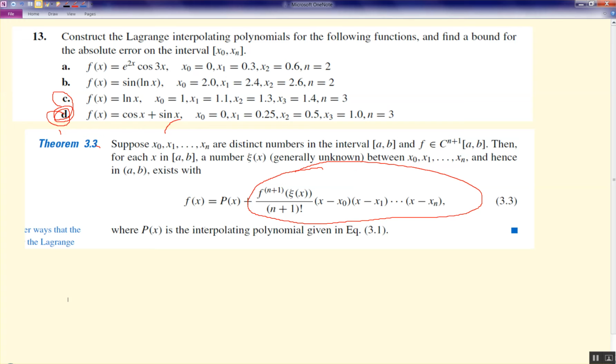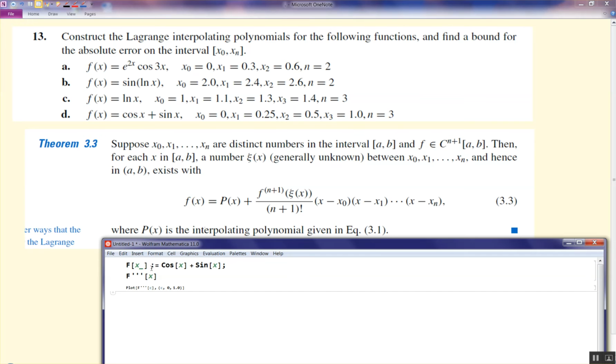And in part D, you do see that n is 3, right? So therefore, we need to find the fourth derivative for this function. For now, I define my f of x as cosine x plus sine x, and we need to find the fourth derivative. I just type in 4 primes here, and this is my fourth derivative: cosine x plus sine x.